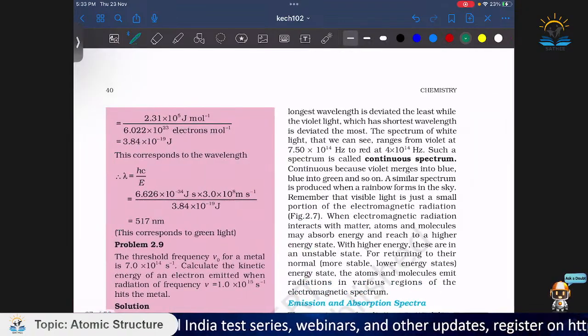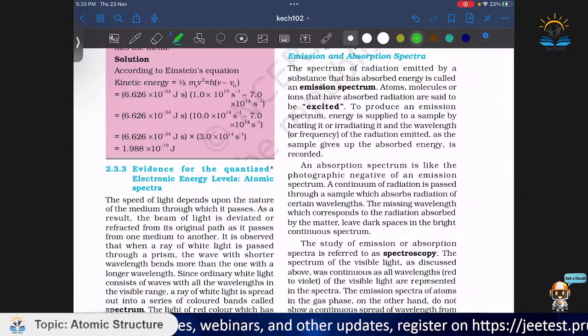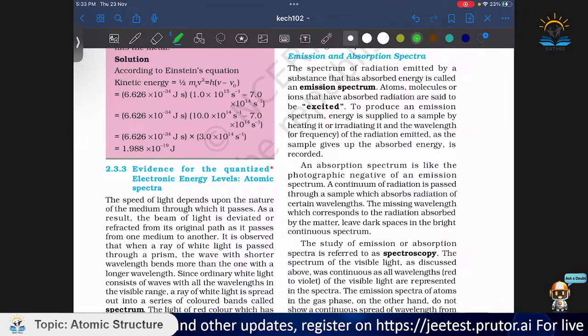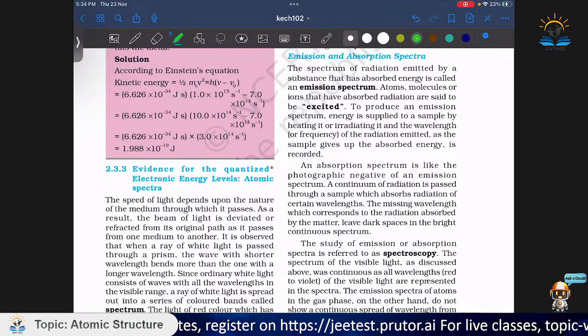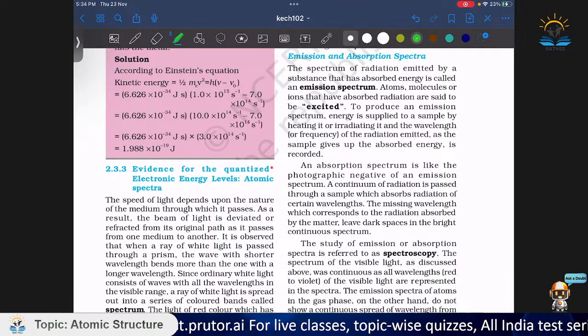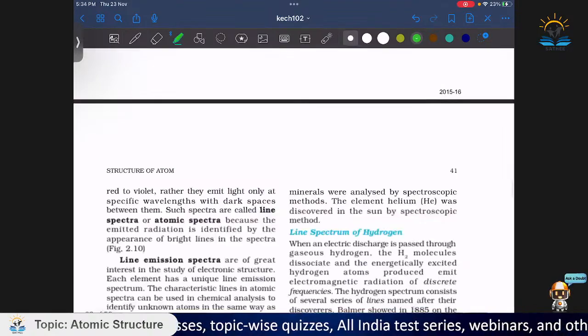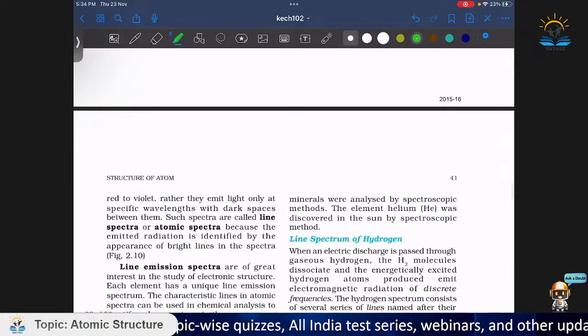Before that, we need to see the emission and absorption spectrum of light, which gives the example of quantized electronic energy levels. Energy levels are quantized. To emit or absorb an electron, the photon must have a specific amount of energy; there is a lowest amount of energy possible, so it is quantized. So what are the absorption and emission spectra? I'll just tell you in brief.